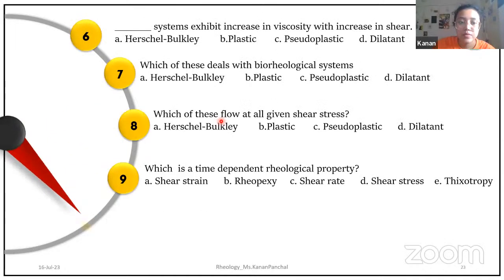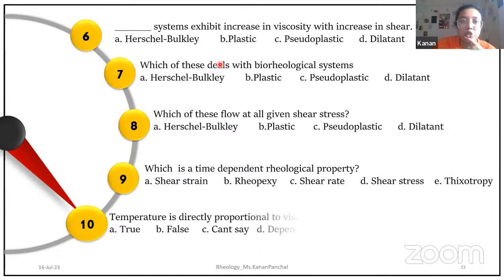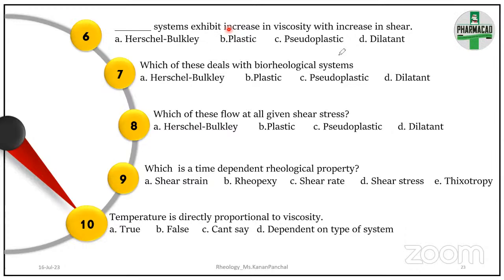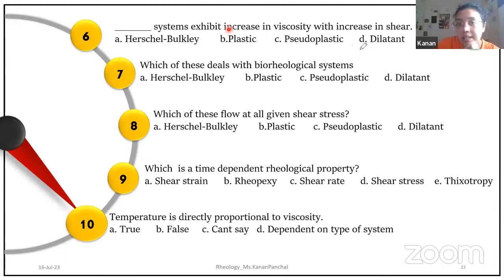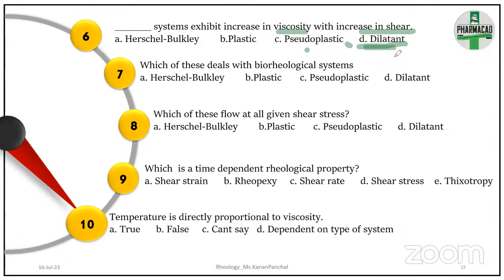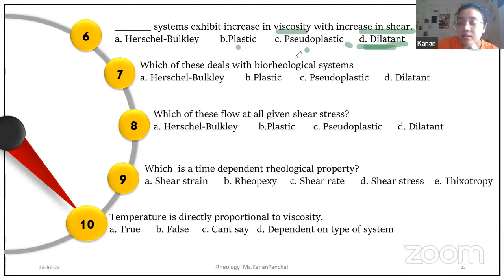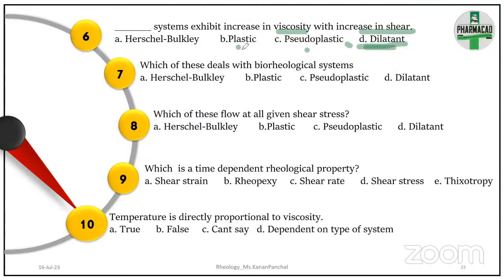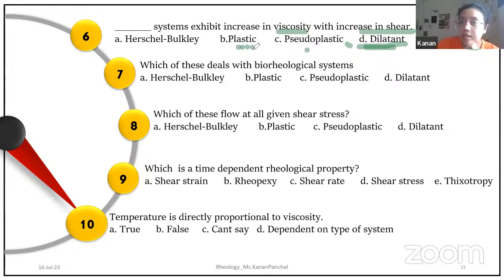Let me put all the questions. Question 6. Dash system exhibits increase in viscosity with increase in shear. Dilatant. Dilatant. Increase in viscosity with increase in shear. What will pseudoplastic be? Decrease in viscosity with increase in shear. Plastic? Yield value. Flow only after a certain shear stress, after a yield point. Okay? Herschel-Bulkley system will show increase in viscosity after a yield point.